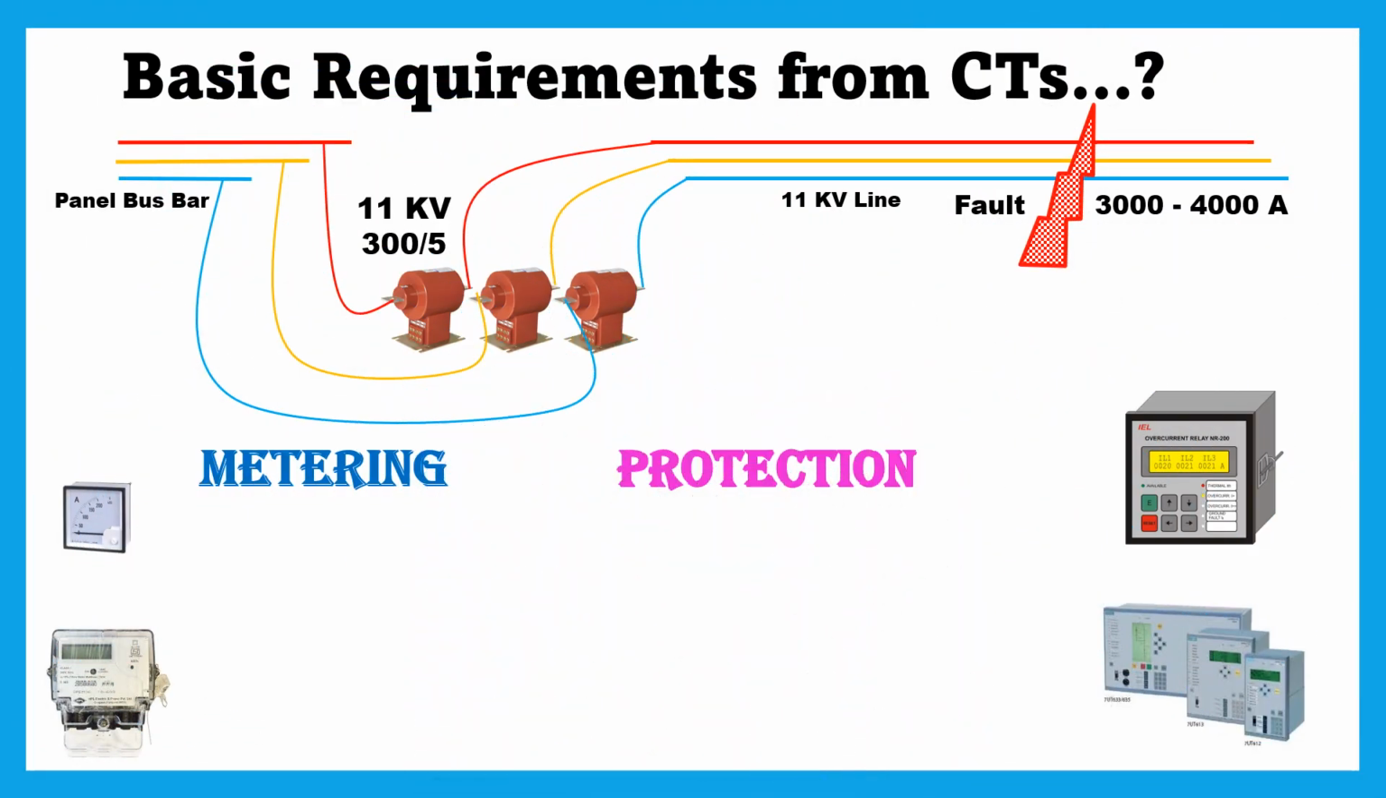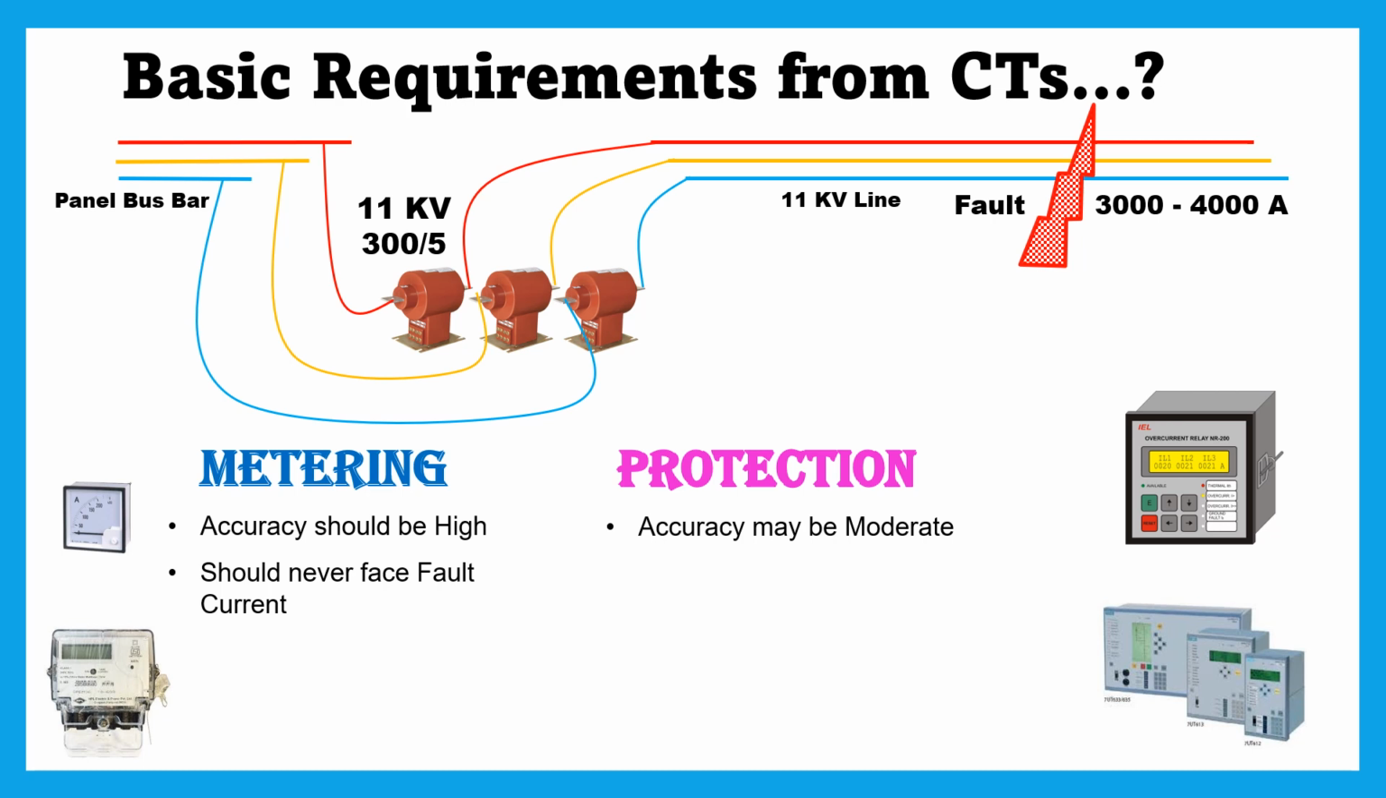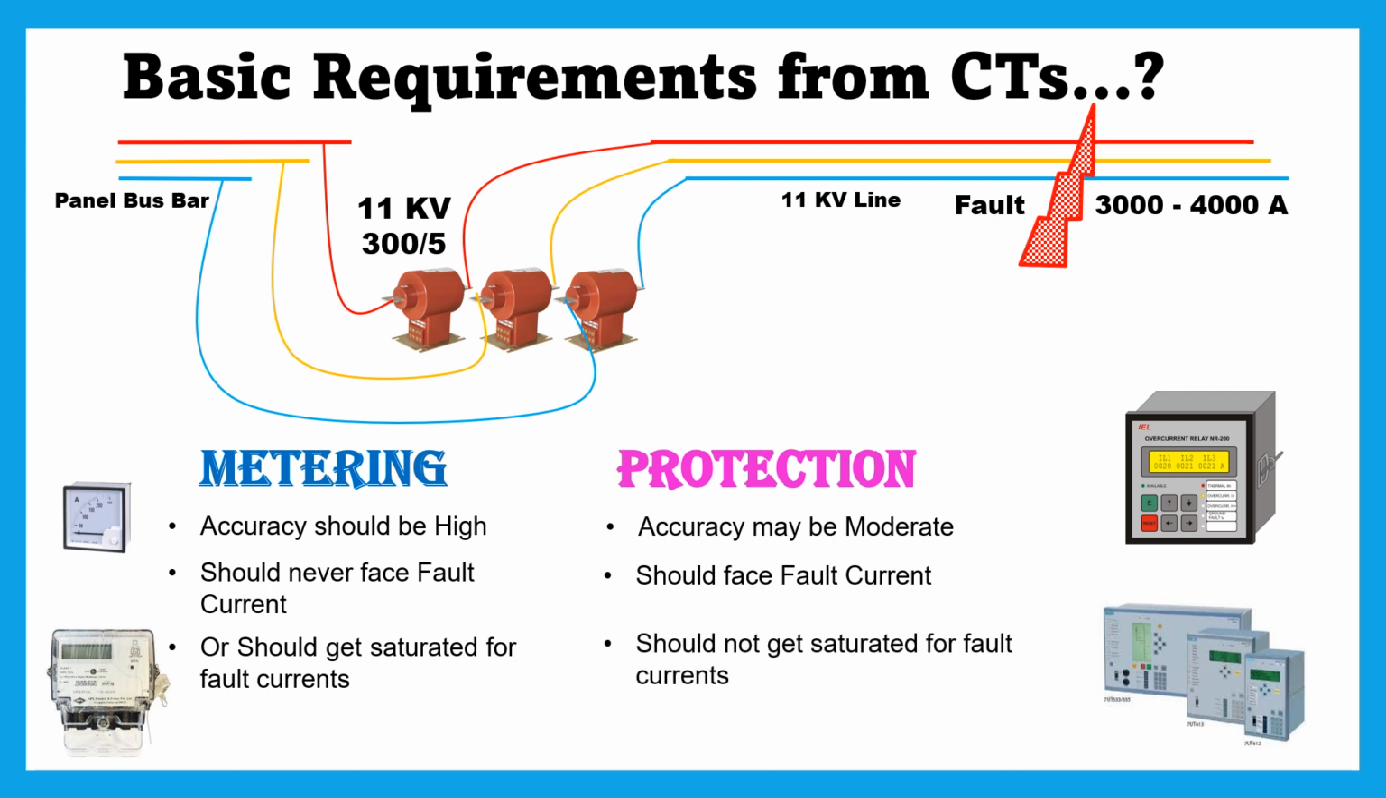Let's summarize all these requirements point-wise. Metering requires high accuracy, while moderate is okay for protection CTs. At the time of fault, heavy fault current should not get passed through the meters, while in relays it should reach properly. Hence, CTs are designed such that at the time of fault, when heavy current flows in the primary, its metering core gets saturated, due to which metering equipment gets saved as no current flows in it. But at the same time, the relay gets full current as the protection core remains active.